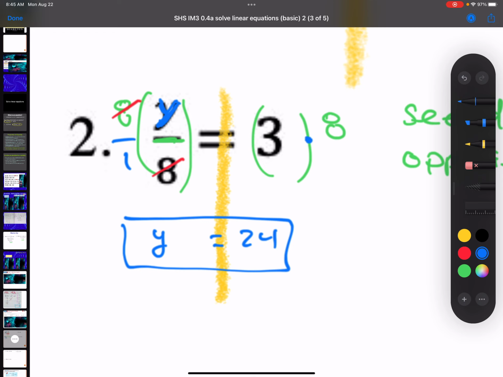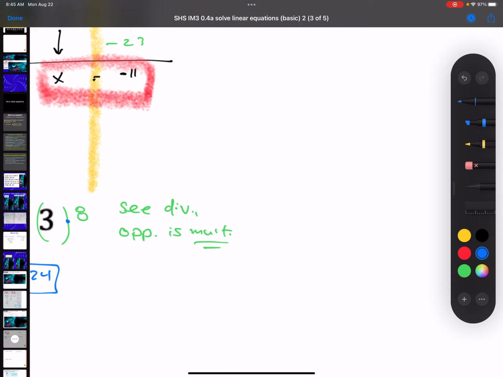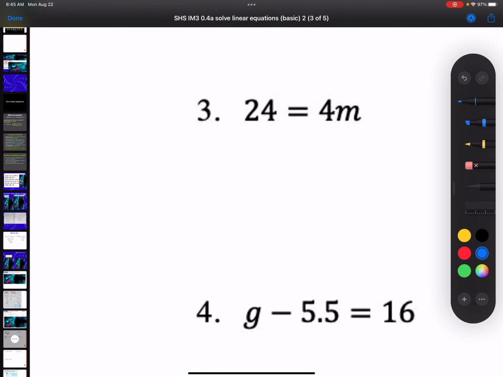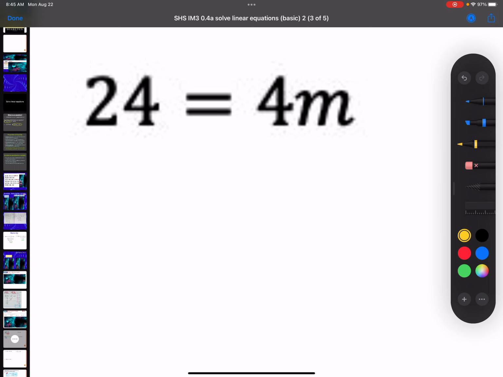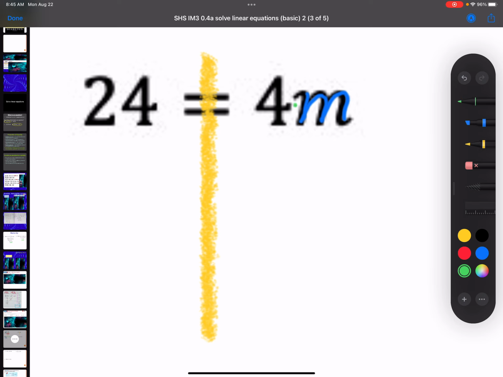Let's go on to question number 3. Where are you? There you are. Let's draw our line down the equal sign. Class, on the right side with the variable here, what math operation do you see? You see multiplication. What's the opposite of multiplication? Let's go ahead and divide by 4 on both sides.